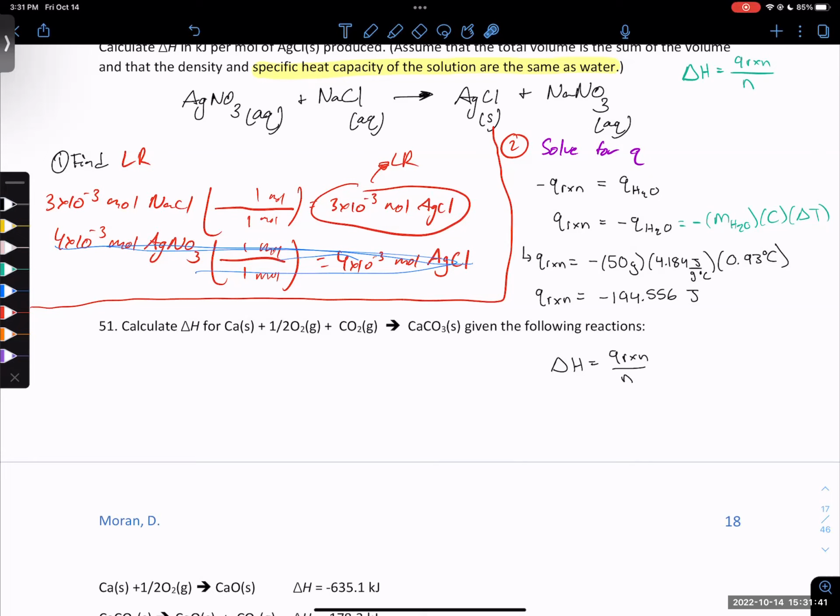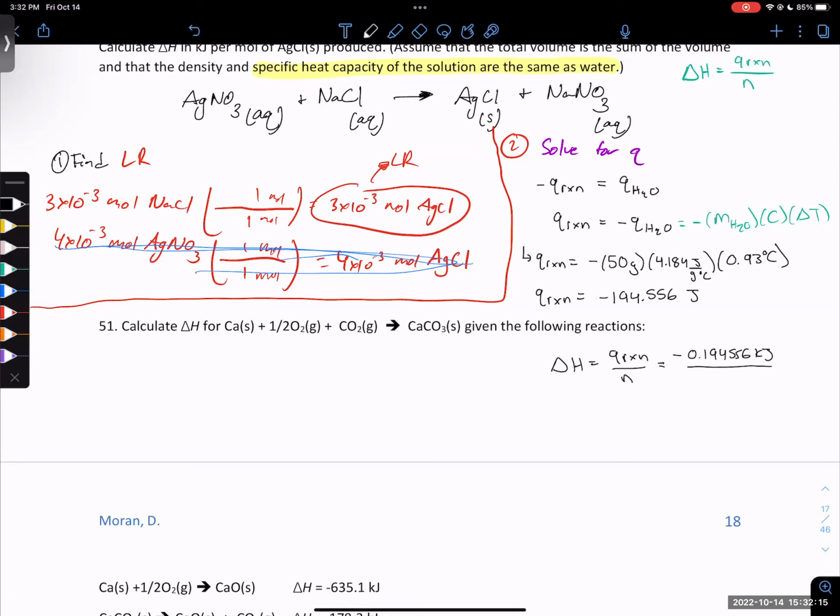Okay, perfect. All right, so now we're going to plug everything in. So the Q reaction is negative 194.556. Oh, I forgot one thing. We need to convert this to kilojoules because enthalpy is always going to be in kilojoules per mole. So if you divide by 1,000, you would get 0.194556 kilojoules.